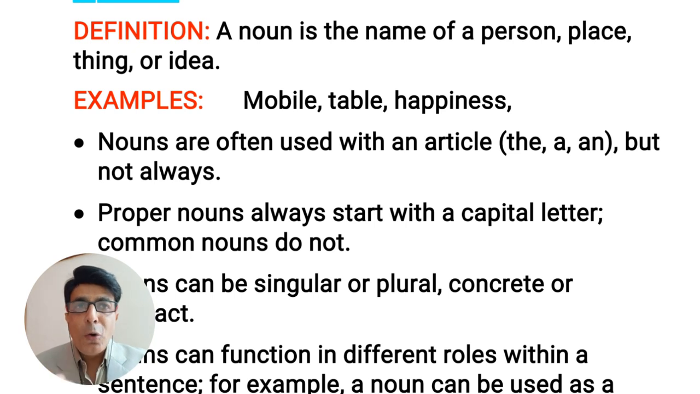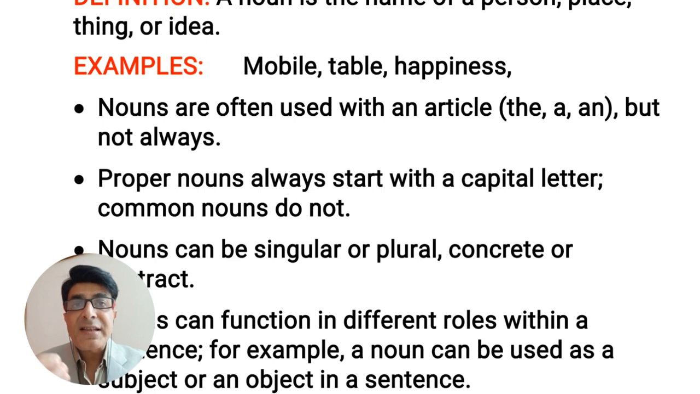These nouns often are used with some articles, right? Before the noun you will find sometimes an article. Say for example, there is a pen in my pocket. So pen is a noun and before the noun you use the article a. There is a pen in my pocket, right? So proper nouns always start with capital letters.